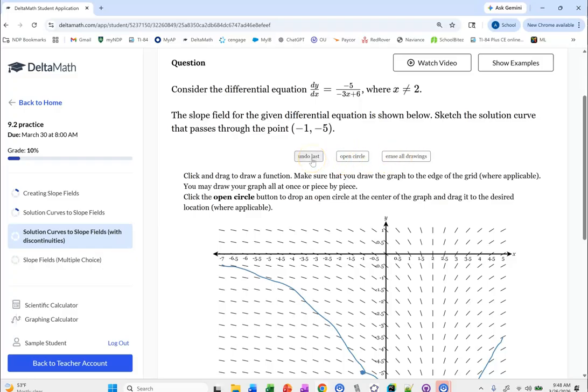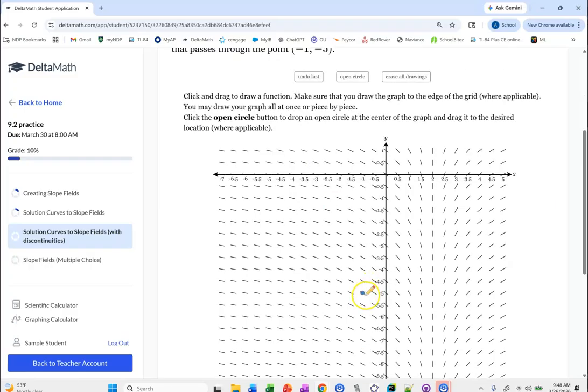So let's undo some of that and try it again.